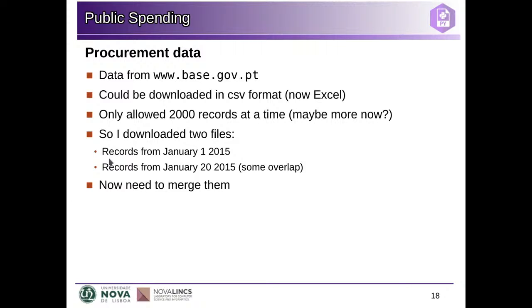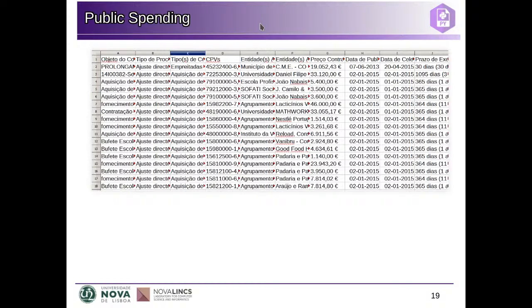So for this experiment, I downloaded records starting from January 1st, 2015, and then downloaded a new file from January 20th, 2015. There is some overlap because this file ends later than January 20, but this way I get more than just 2,000 records. So this is just to illustrate how we can merge these data together using Pandas. So this is how the data looks like. We have the contract, the name of the contract, we have dates, we have the cost of the contract, so the value that is agreed, and so on.